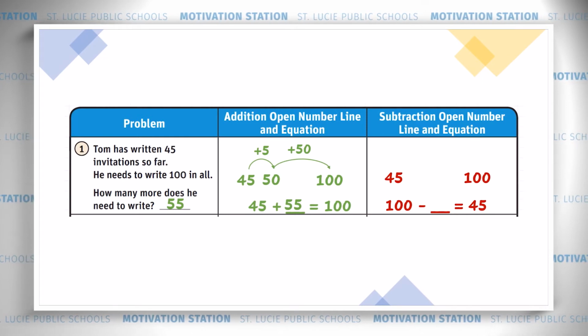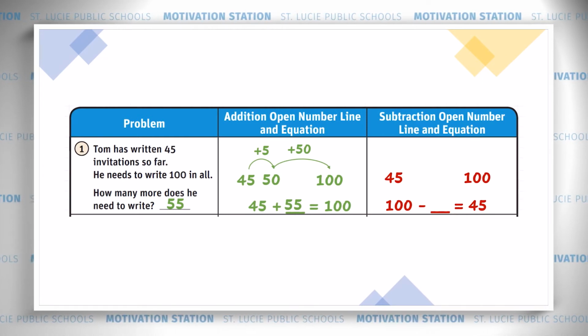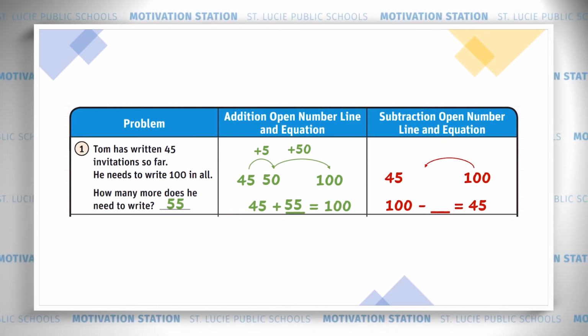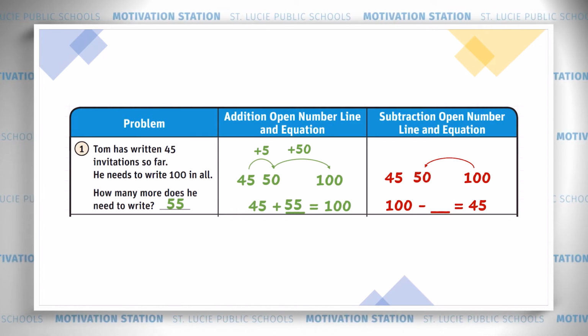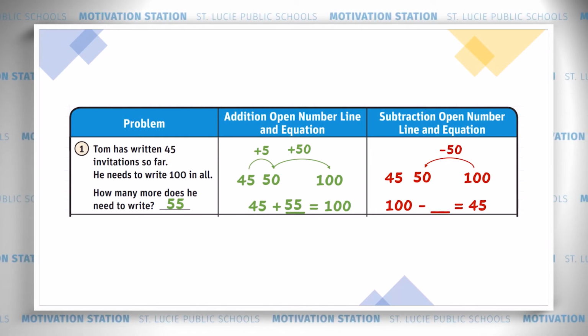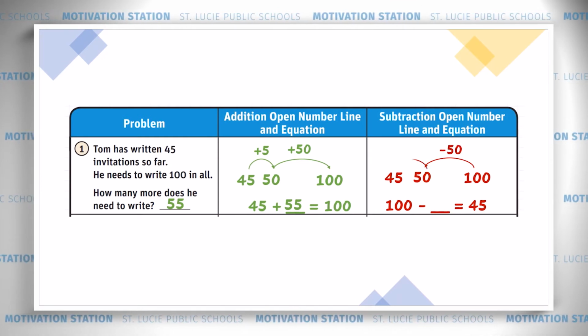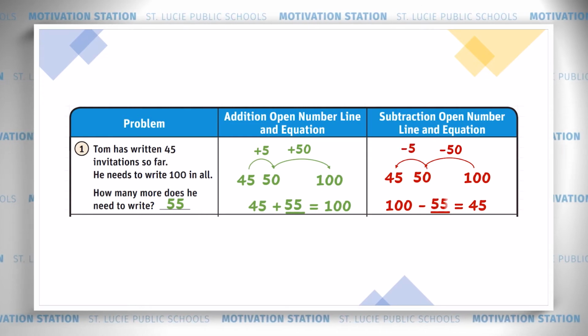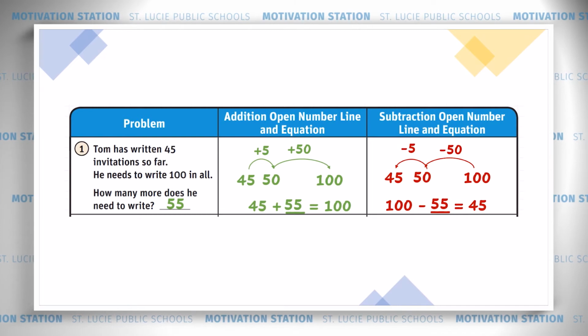For this one, I think I'm going to try and get as close to 45 as I can. So I'm going to do a big jump from 100 to 50. That's a nice easy jump because it's just minus 50. And then I just have to think about going from 50 to 45, which is just minus 5. Again, my total is 55.